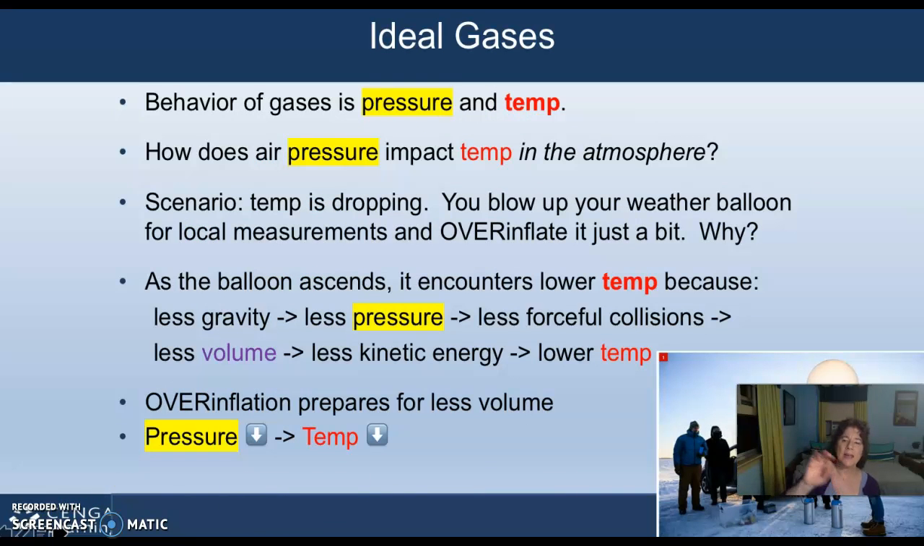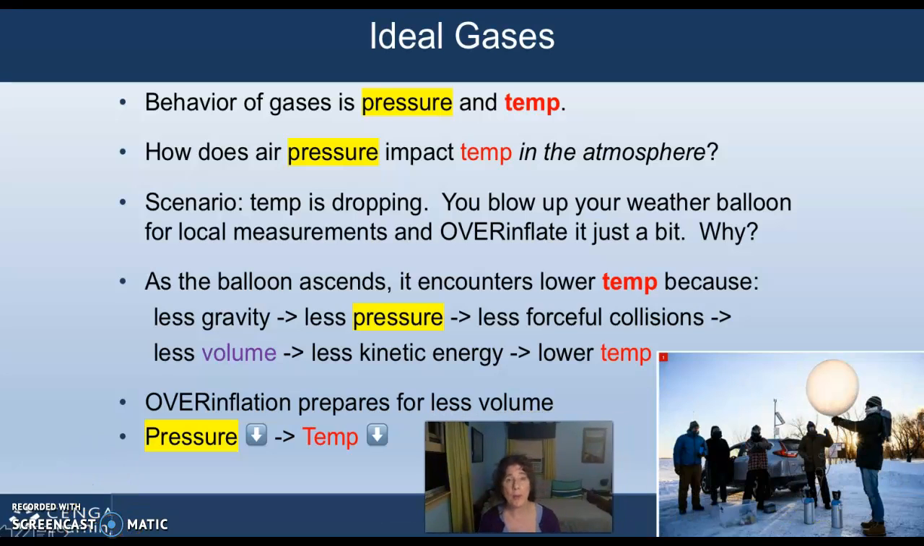Let's think about temperature and pressure in meteorology. How does air pressure impact temperature in the atmosphere? Okay, you have to put up another weather balloon. Now the temperature is dropping, and you blow up your balloon and overinflate it just a bit this time. Why would you overinflate it in cold weather?